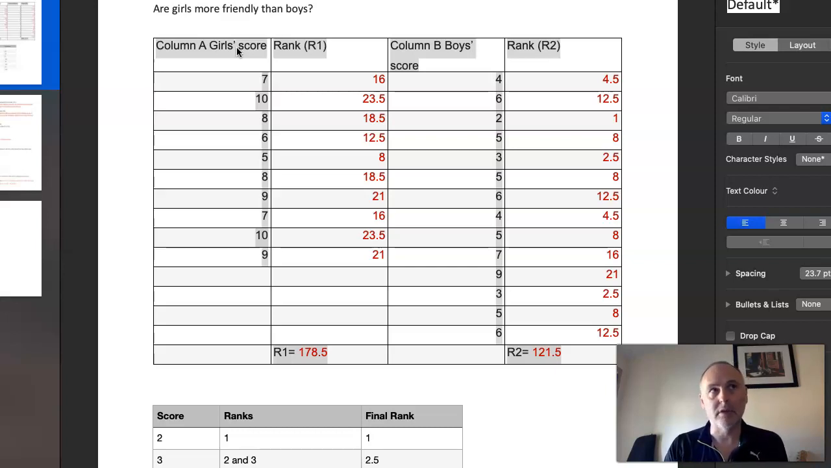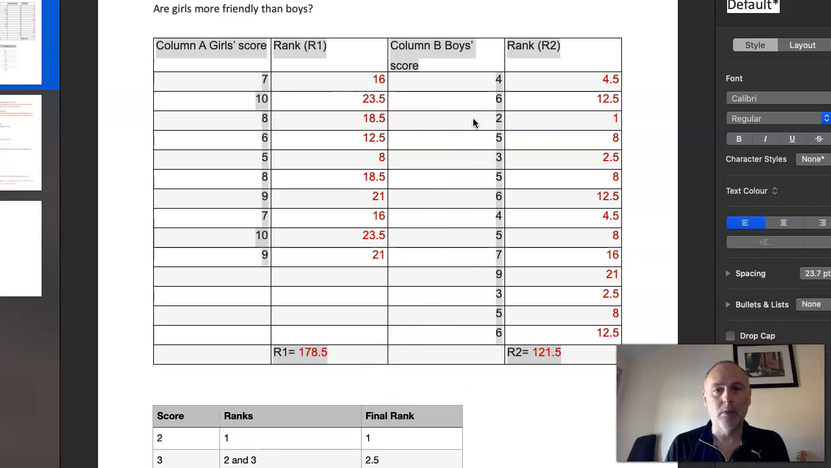You can't measure friendliness objectively, can you really? There's no friendliness quotient that someone has that you can simply measure. Someone's going to have to come up with some sort of questionnaire to determine it, I imagine, or an observation, like I say. So there's the column A scores, the girls, and we've got column B, the scores for the boys there. That's all you need to be dealing with at the moment. Just ignore the red scores, because that's something I'm going to discuss in a moment.